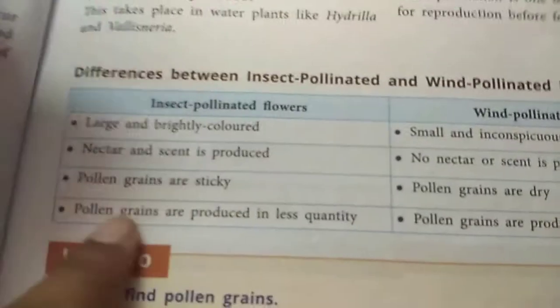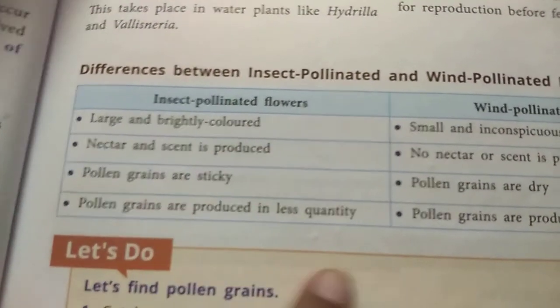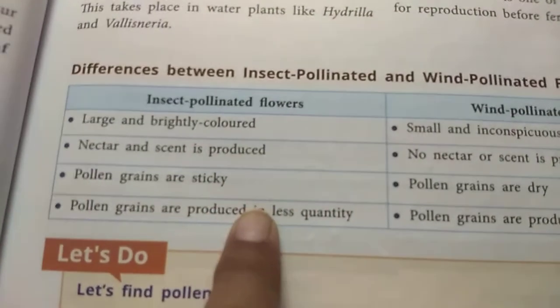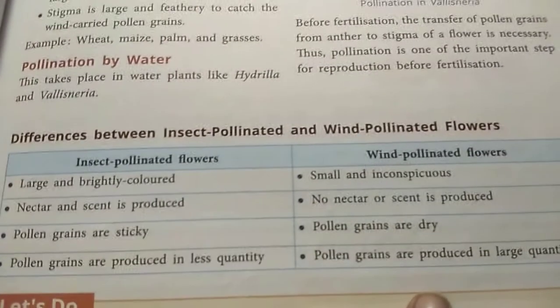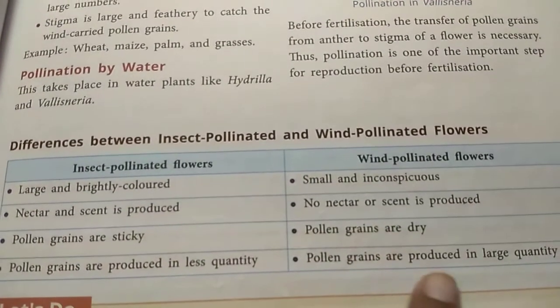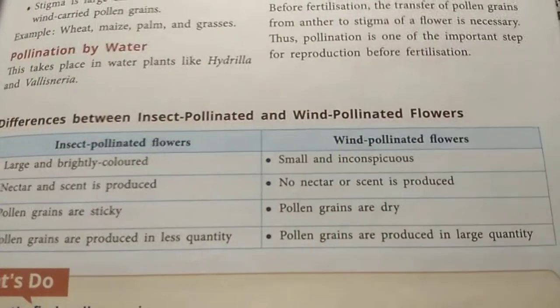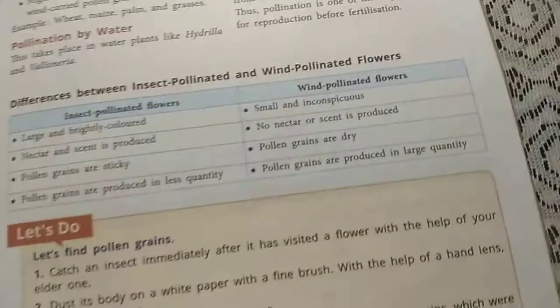Pollen grains are produced in less quantity in insect pollinated flowers, but in wind pollinated flowers, pollen grains are produced in large quantity. These are the differences between insect pollinated flowers and wind pollinated flowers. Like this, we have completed this chapter.